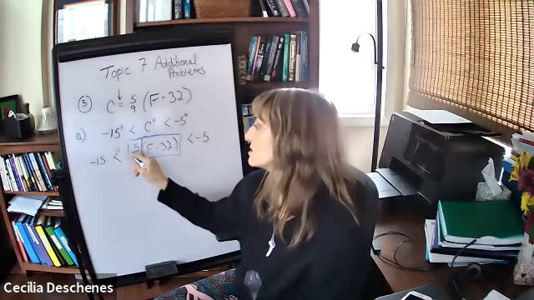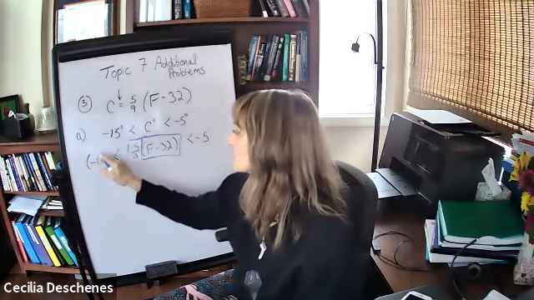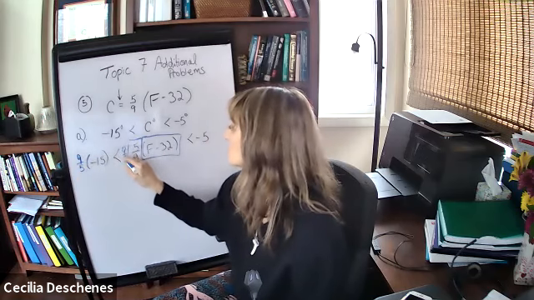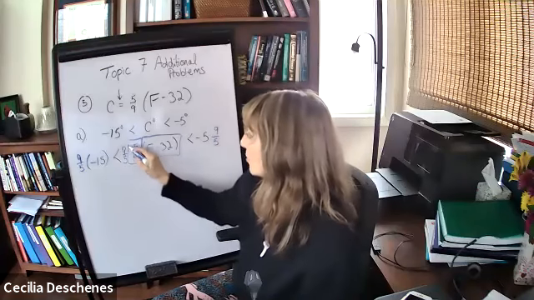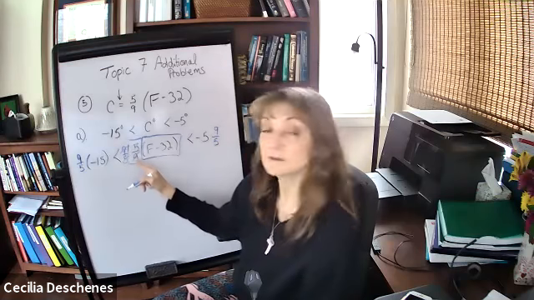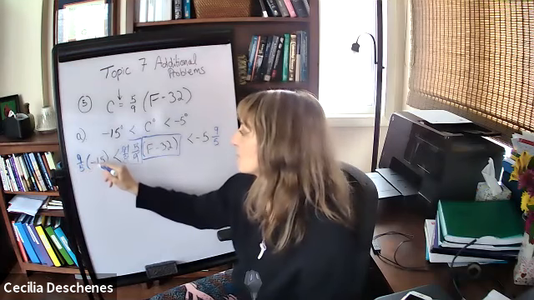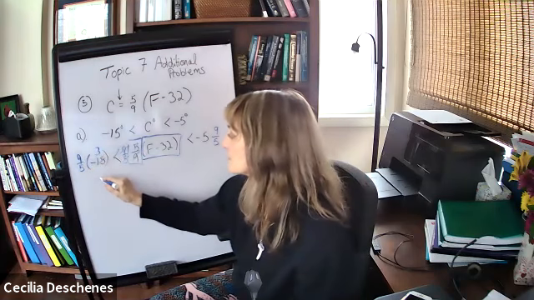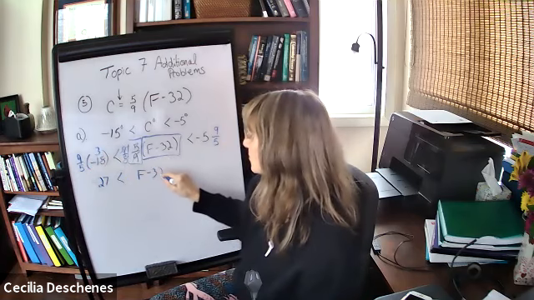I can multiply this by 9/5. So I'm going to multiply every single thing by 9/5, the reciprocal of this, and I have to do it over here on the right too. Okay, well, the 9s cancel and the 5s cancel. That was the whole reason I picked 9/5. So on the left, 5 goes into negative 15 3 times, and 9 times negative 3 is negative 27. And that's less than, in the middle, F minus 32.